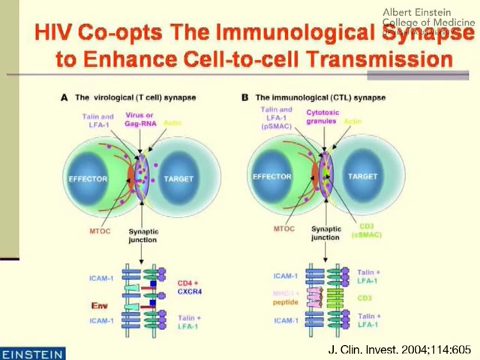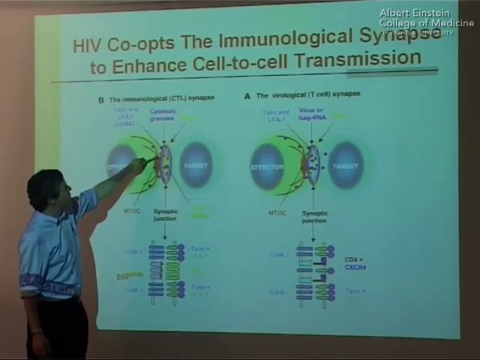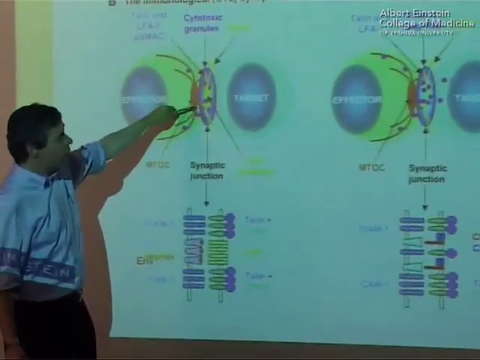So here you have ICAM, LFA, TCR. Oh, I flipped this around. I flipped the top and not the bottom, so I messed this up a little bit. I apologize. Basically, this is the normal T-cell receptor synapse the way it's supposed to be.